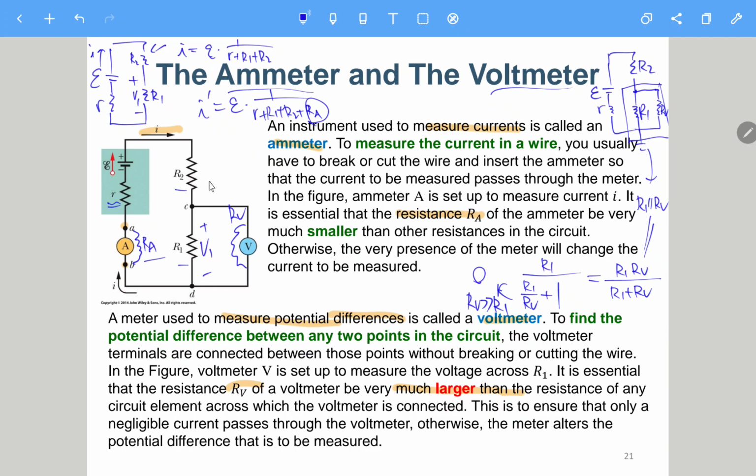It will just divide the current. Some of the current will go through that. So if RV is large enough, then there will be no current going through this part, so all the current goes to that part. If RV is not large enough, it will make the voltage smaller. Okay, so that's the idea for ammeter and voltmeter.